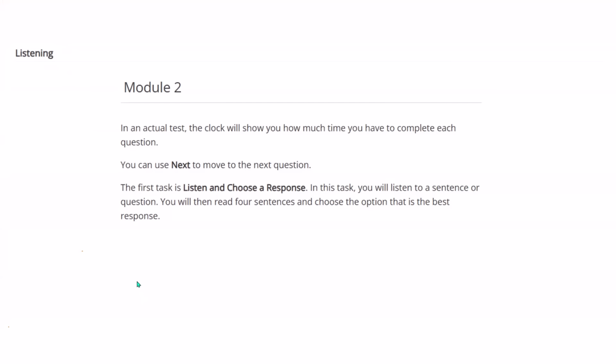In an actual test, the clock will show you how much time you have to complete each question. You would use the next button to move to the next question. Of course, the first task is listen and choose a response. You'll listen to a sentence or a question, then read 4 sentences and choose the best option, the most socially appropriate option. Remember that, please. Okay, let's start.